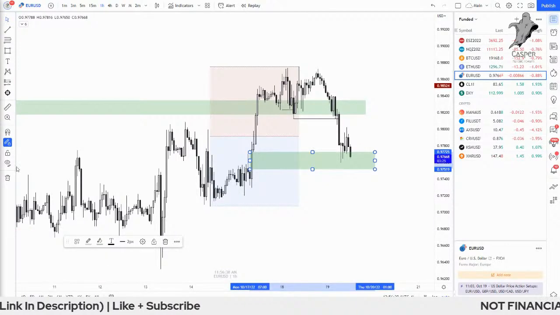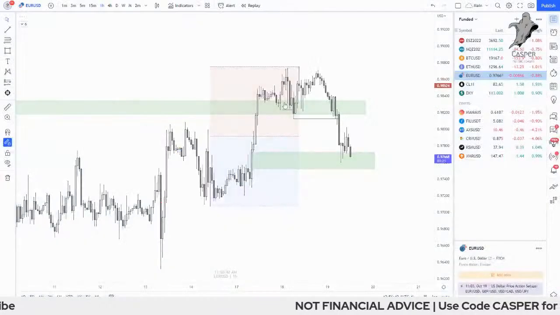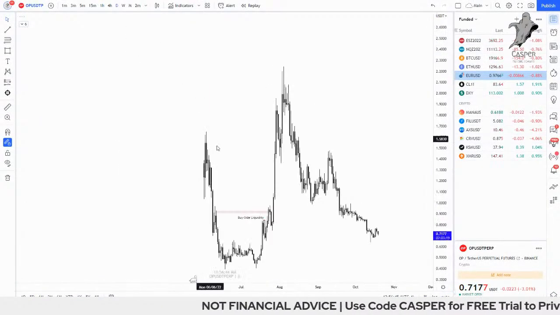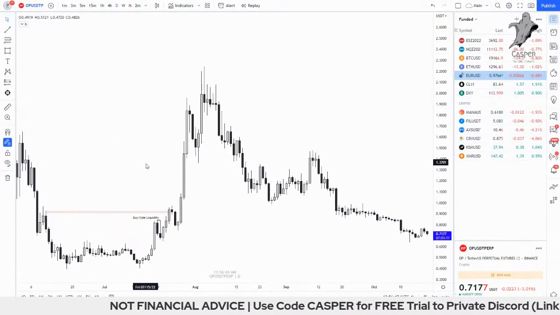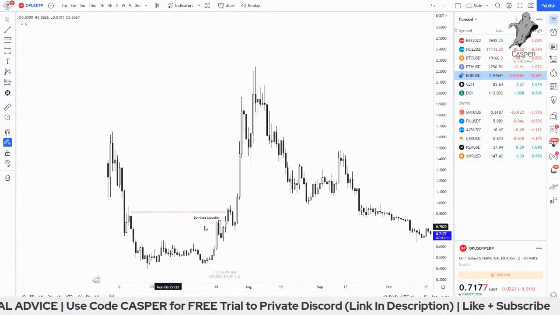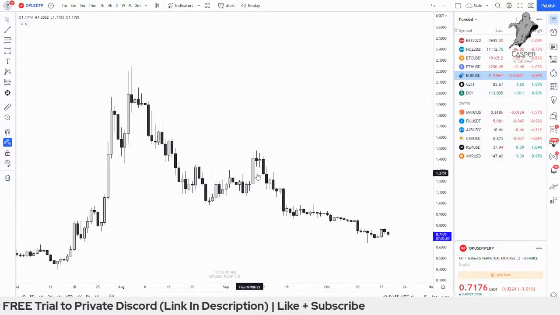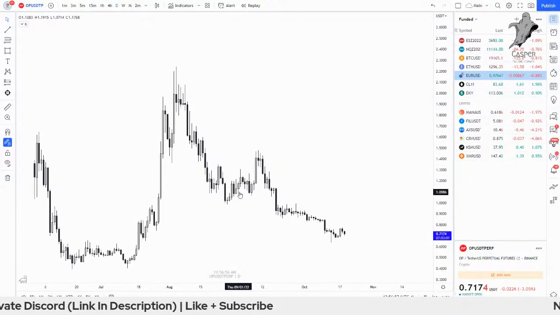So OP, I haven't looked at optimism in a while. Last time I traded it, hurt my feelings. It stop rated me. It was over here. Damn, has it been that long? I don't think that was. I don't know. Maybe it was. I don't think that was that long ago.